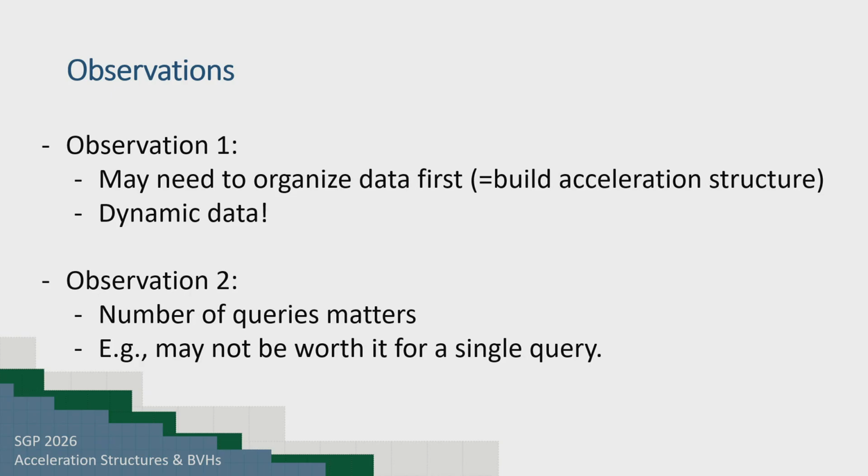So with this, I want to quickly summarize two first observations. One is that whenever we do this kind of stuff, we need to organize our data first, like assets. You don't get a nice BVH served to you, you have to build it somehow. And this becomes especially difficult or problematic if you have dynamic data. And the second observation is that the number of queries that you make against this data will matter a lot. It might not be worth it if you have very few queries that you want to compute.